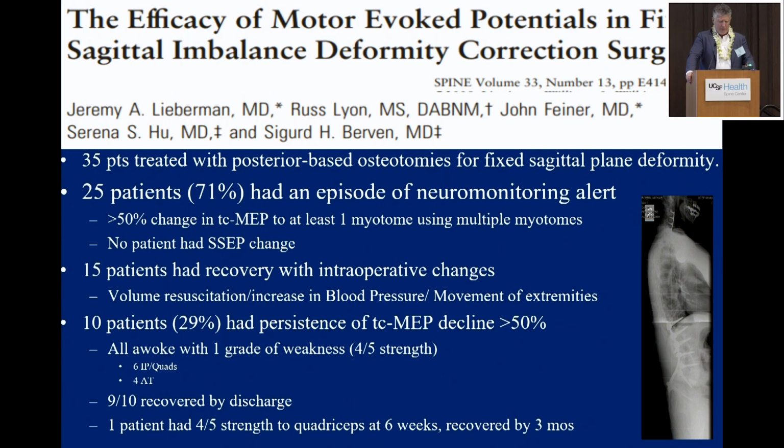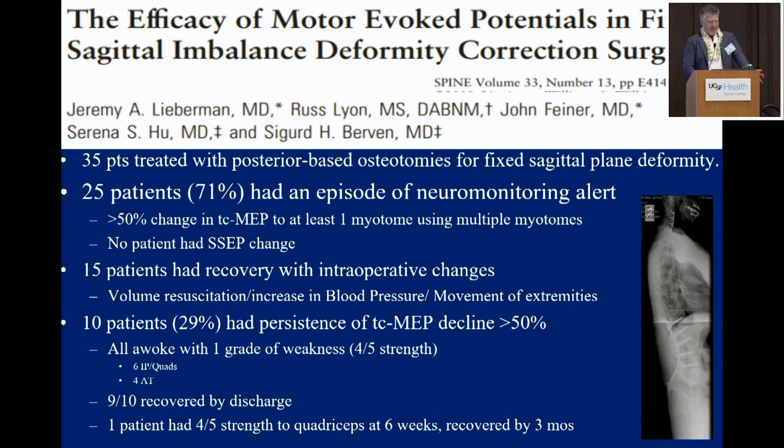This is a paper we wrote some time ago now looking at our 3-column osteotomies. And specifically, it was a relatively small number. There were 35 patients who had 3-column osteotomies. But here's what was remarkable: using multiple myotomes, 70% of these cases had some alert, meaning there was a drop in MEPs, around 50%, that was enough to talk about with nerve monitoring.